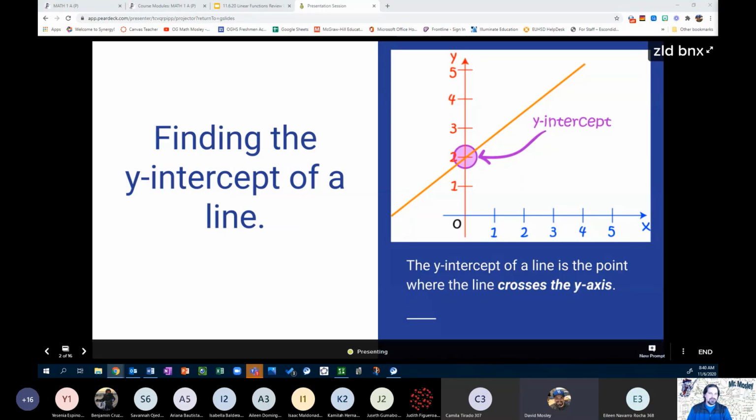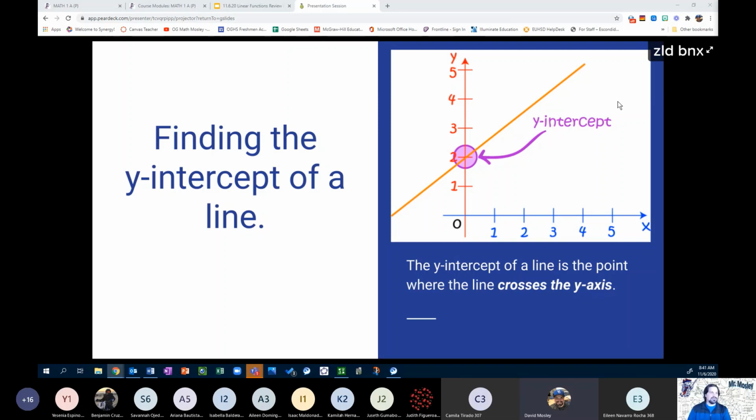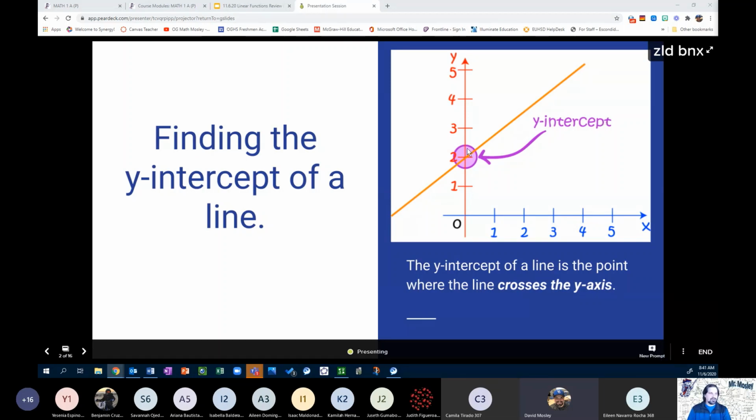The first slide here is not a question. Finding the y-intercept of a line, we can see the y-intercept right here. It's the point where the line crosses the y-axis. If we have the graph visually, we can find the y-intercept. Not a ton of math goes into finding it. It's just, okay, where is this line crossing the y-axis?